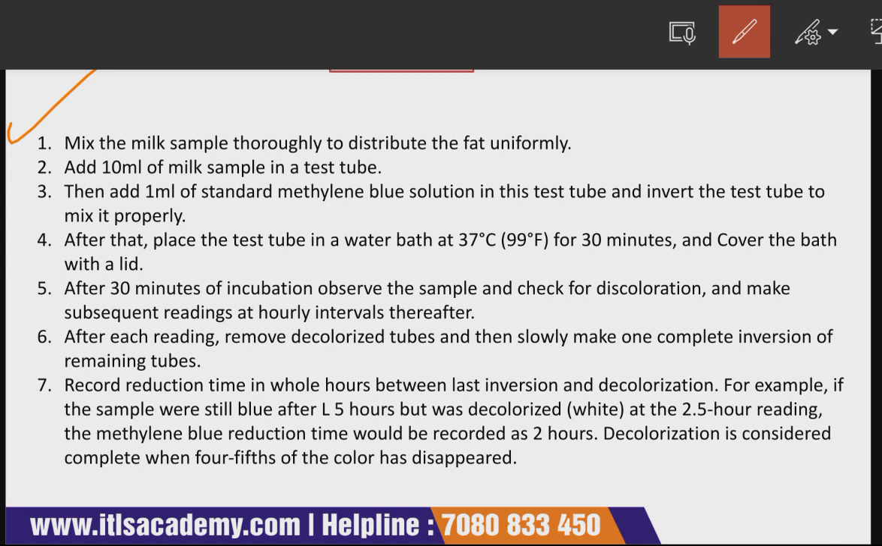So in simple words, you have to take a test tube, add 10 ml of milk sample, then add 1 ml of methylene blue, then invert the test tube and mix it properly. You have to do this 4 to 5 times so that it can be easily mixed. Then keep the test tube in the water bath at 37 degrees centigrade for 30 minutes. Now you have to check for the color discoloration after 30 minutes.